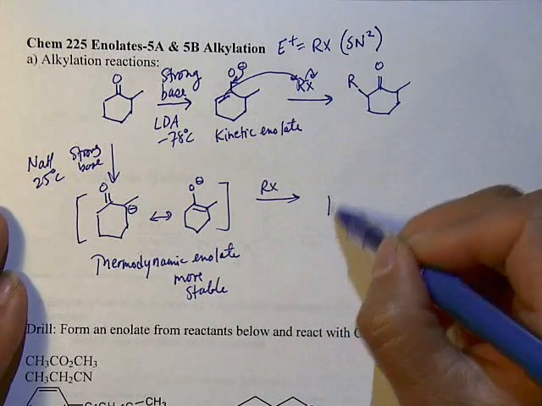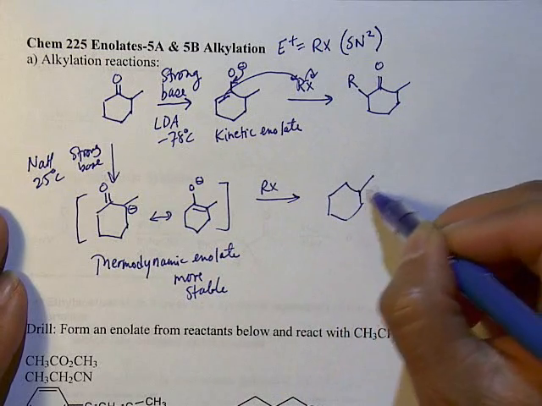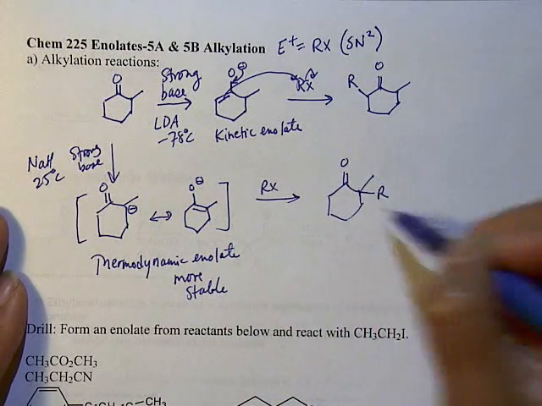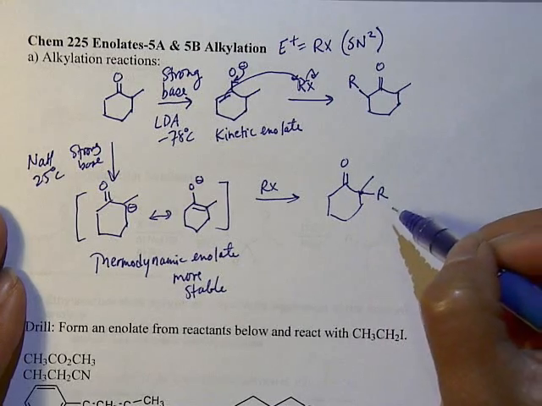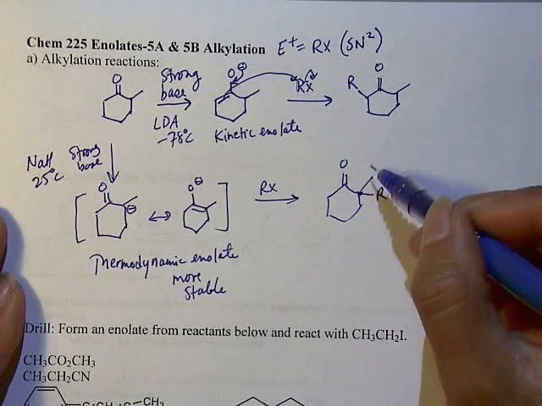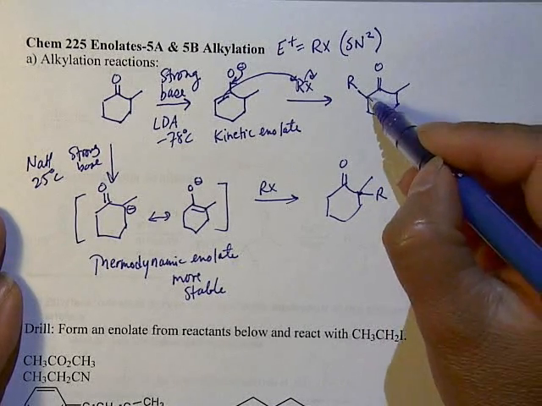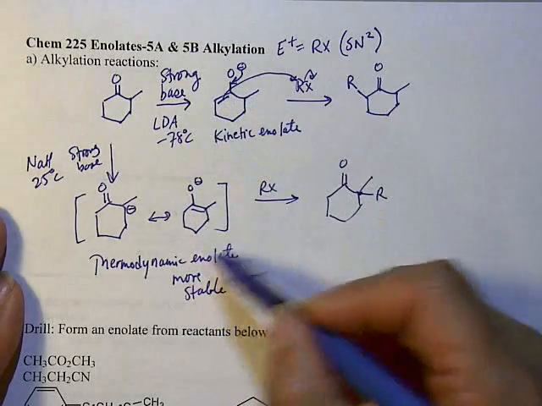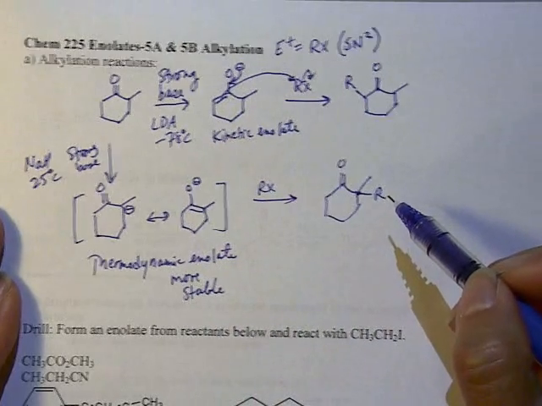All right. So once you form the enolate that you want, then you're going to react with an alkyl halide. So in this case, you're going to form an R group over on the other side. So it depends on what you're trying to make. Are you trying to put an R group here or here? And that's how you would choose the two different conditions, all right?